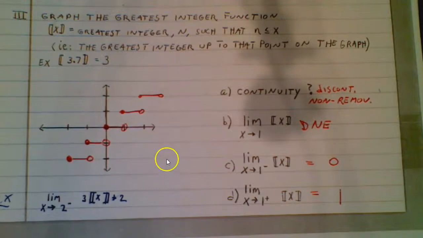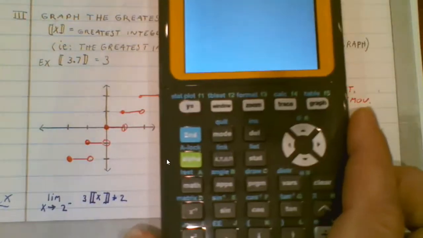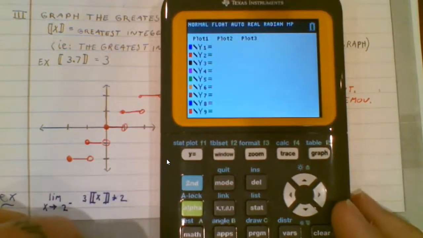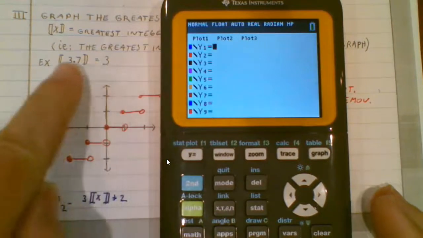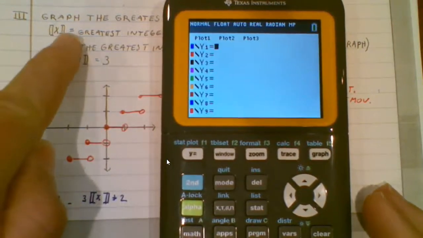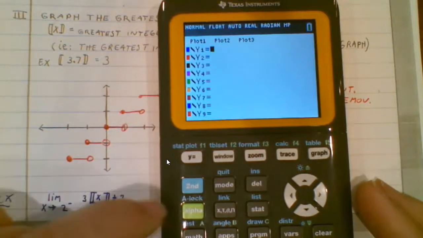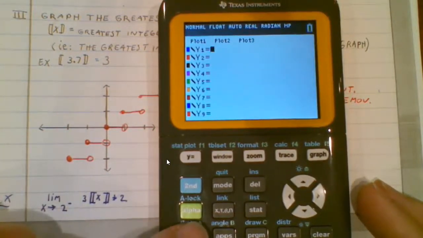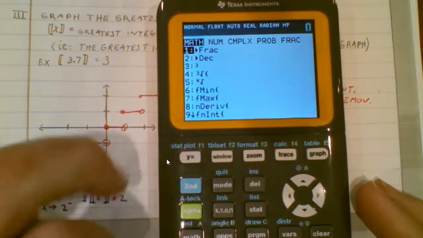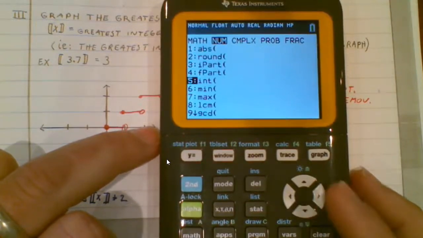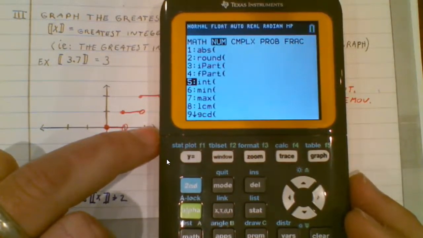This is graphable in your calculator, so let me just show you that really quick so you know how to do some of this if you have one of these graphing calculators. So go to your y equals button, and this symbol that you see right here represents our greatest integer symbol. You're not going to see that symbol on the graph, but we still have it in the graph. If you go to your math button and go over to the number column, you're going to see it right down here at option 5. So this is for the greatest integer function.